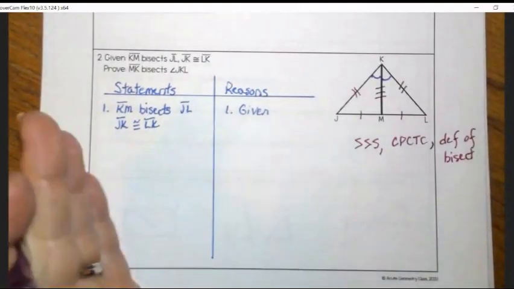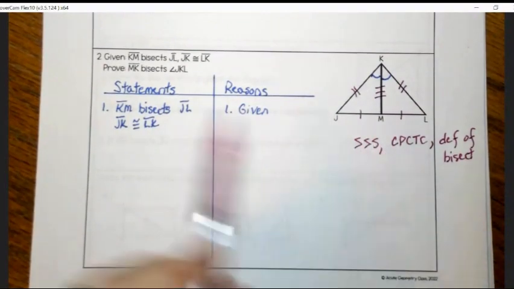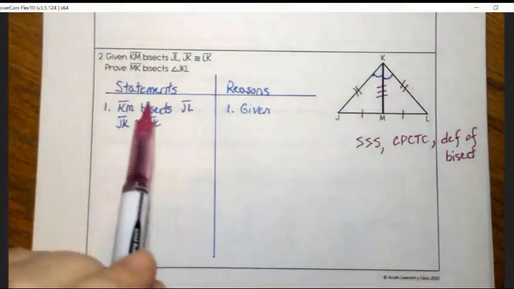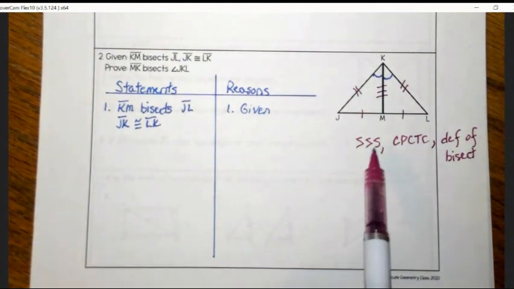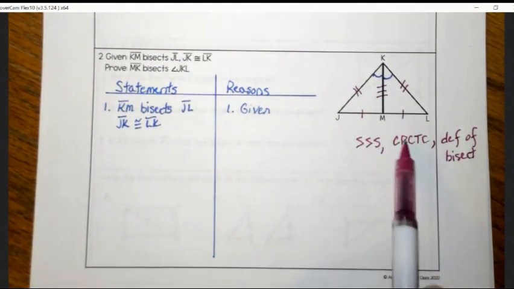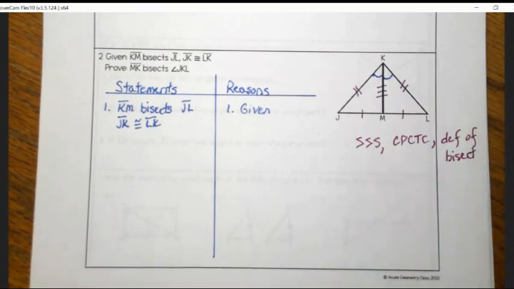Okay, and that's usually how it's going to go. If it's not just prove angle or sides are congruent, after the triangles are congruent, you'll prove the triangles are congruent, use CPCTC, and use the definition of something for your very last step.